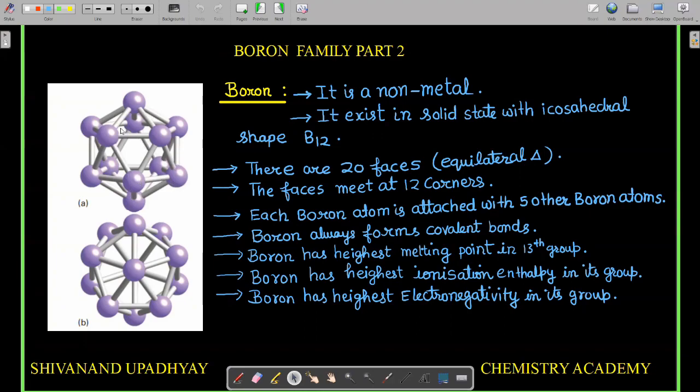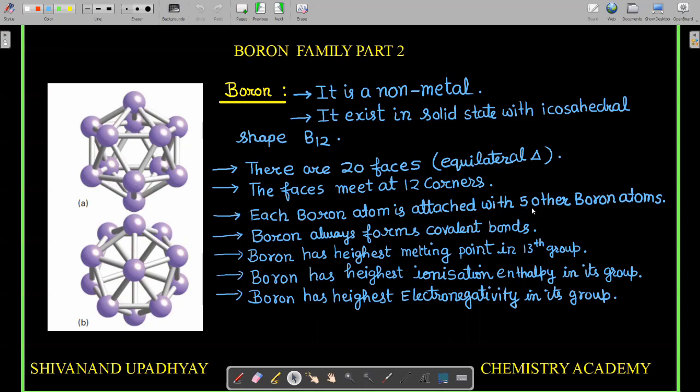So we can say at the top there are 5, in between there are 10, and at the bottom there are 5. So total 20 faces are there. Icosahedron means 20 equilateral triangular faces. The faces meet at 12 corners. So these corners are boron atoms. That's why it is known as B12.